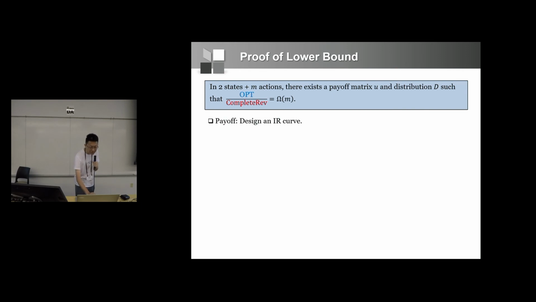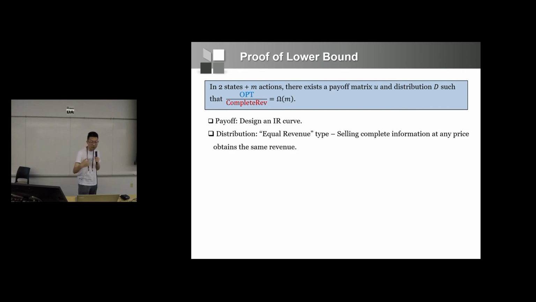So actually, let me quickly mention how we prove the lower bound. We want to construct an instance, like a payoff matrix and the distribution, which induces a big gap between the optimal revenue and the revenue by selling complete information. So the main goal here is to design an R curve which will directly map to a particular payoff matrix.